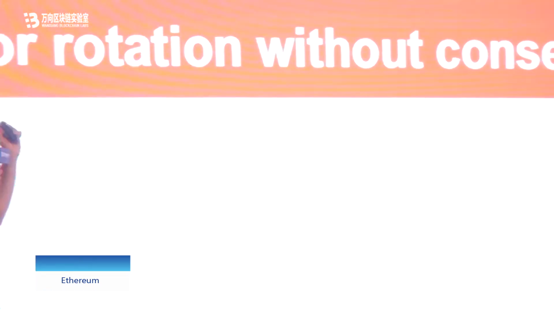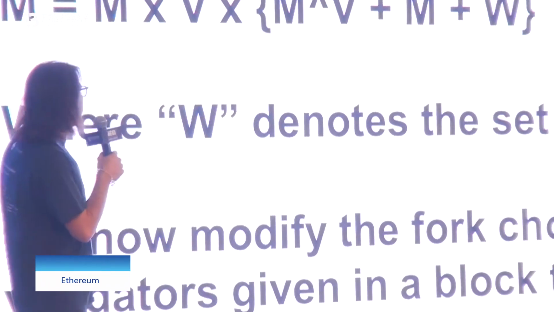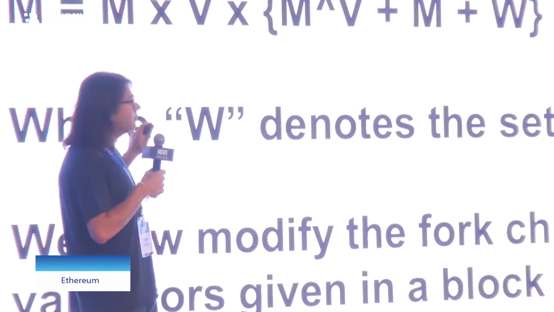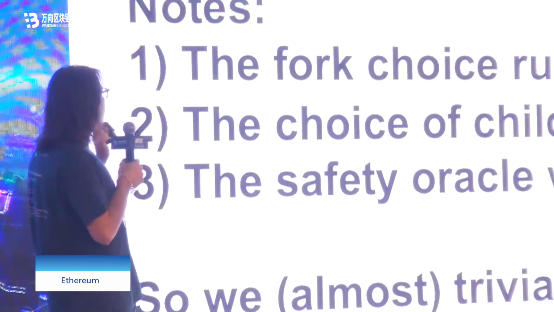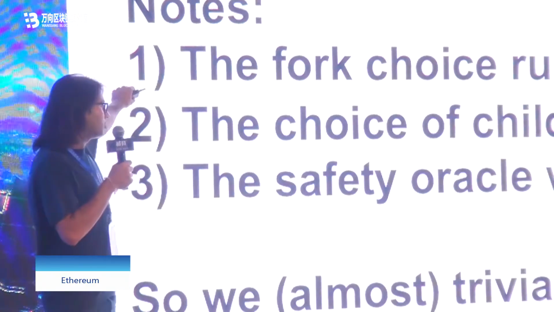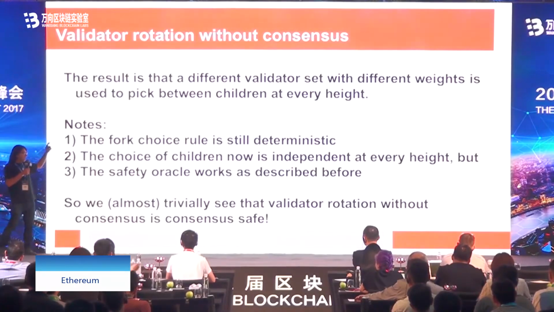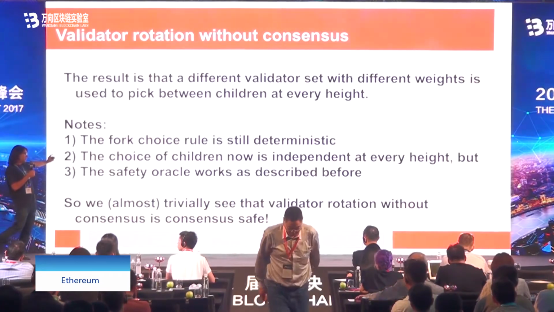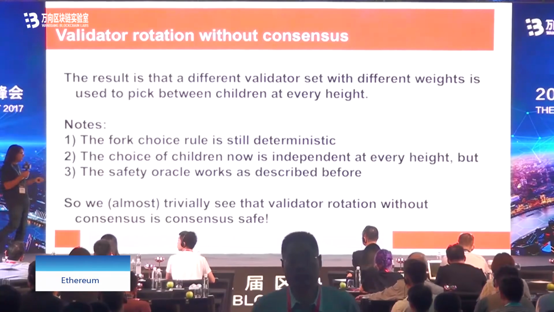So, validator rotation without consensus. This is pretty cool. Basically, we're going to have a very similar thing to before, only in the justification, we're additionally going to have the weights. The fork choice rule is almost exactly the same, only instead of using the global weights to choose between the children, we choose the local weights. And the really cool thing about this is that because the fork choice rule is deterministic, because the choice of children is independent at every height, and the safety oracle works just as before, we satisfy our safety proof. And therefore we can simply see that it's safe for us to change the weights, just according to the proof that I gave you at the start of the talk.